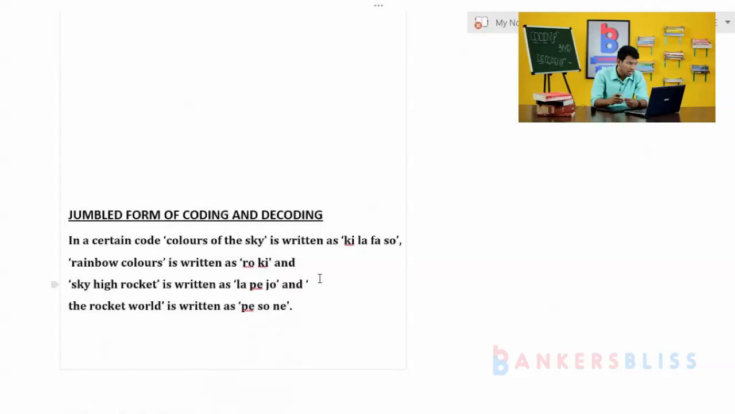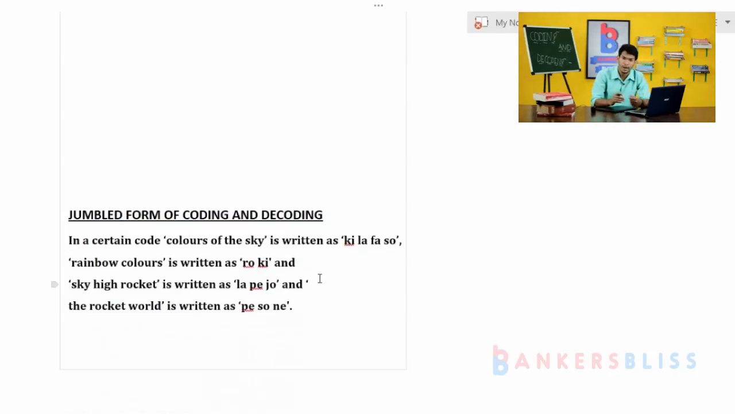For example, look here. In a certain code, color of the sky is written as KILAFASO, but in the statement they are not mentioning what the code is for color, for sky, for of, and for the. And look at the second: rainbow colors is written as RO and KI. Again, we don't know what the code is for rainbow and what the code is for colors. So then how do we solve this problem? Definitely we will solve it in the future, but right now I am giving the introduction to what type of problem is going to be asked in coding and decoding.